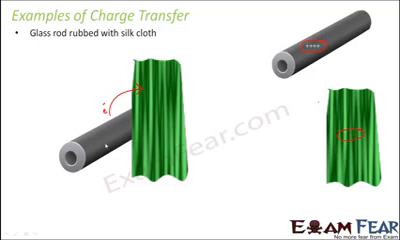You can find similar examples when you rub polythene with wool. There also you can see the transfer of electrons taking place between the two, and the objects get electrically charged.